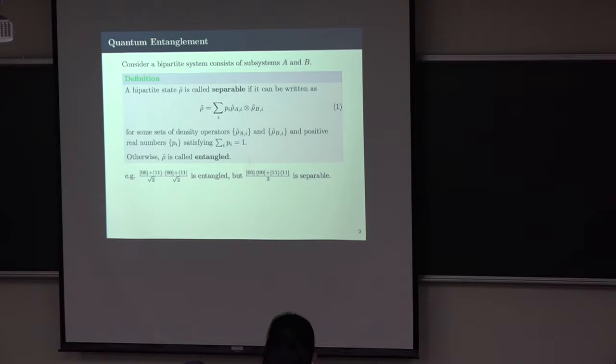We are talking about a criterion for detecting entanglement. But here we are talking about the entanglement of a general mixed state, not necessarily a pure state. So it can be used for both mixed states and pure states. A bipartite state is called separable if it can be written as a classical mixture of product states. If it cannot, it's called entangled.